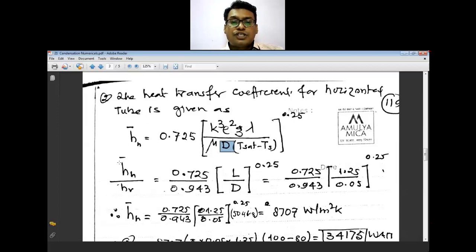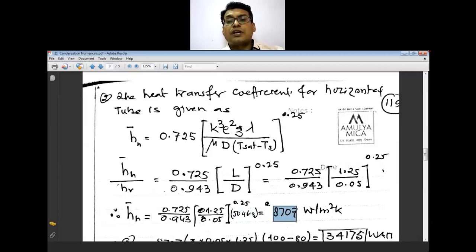So H horizontal, H in the vertical direction. So H in this vertical direction, you are knowing this value and comparing those two. So you will get the H in the horizontal, that comes as 8707. That means for a vertical, you get the less heat transfer coefficient. For horizontal tubes, you get a higher heat transfer coefficient.